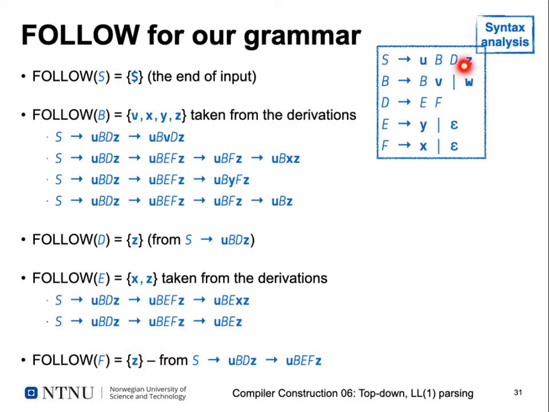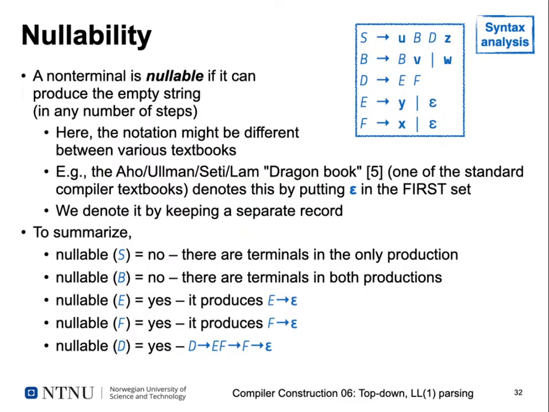we go from D to E F, and the F, whatever it is after the F, that's the final symbol of non-terminal symbol in deriving D. After that, we only have a Z left. So that's the sequence of derivations here. So what we did now, we have the first sets and we have the follow sets for our grammar.